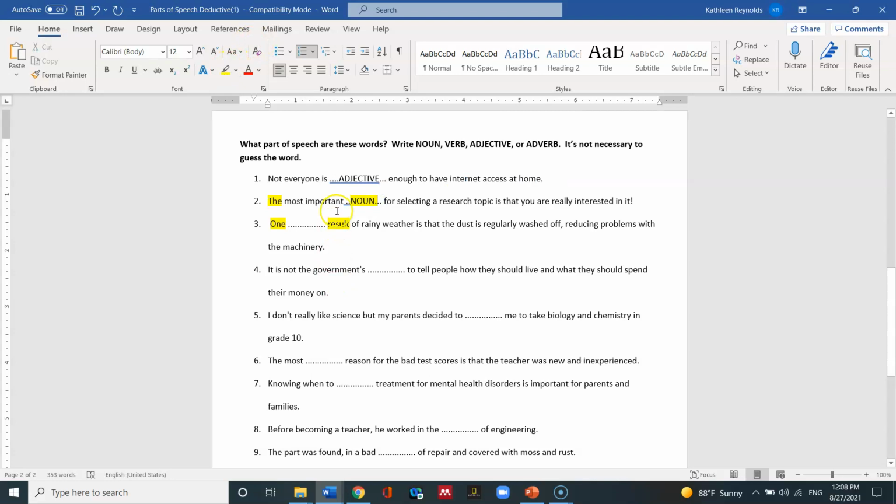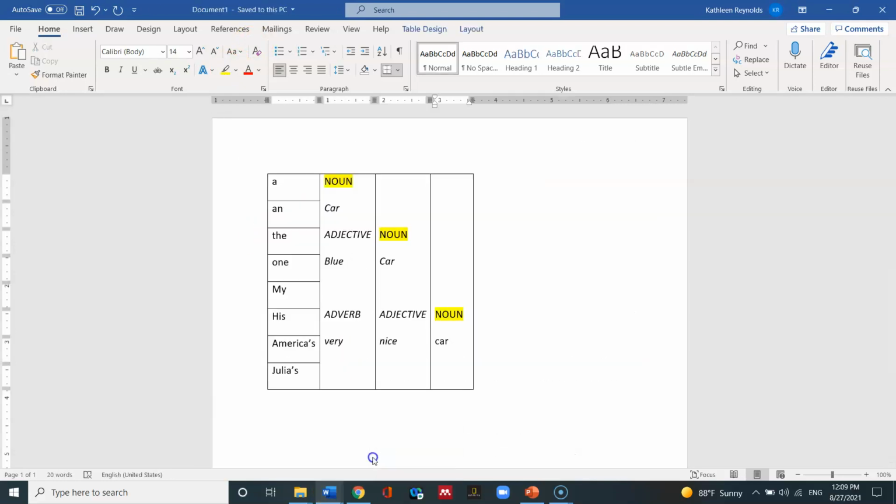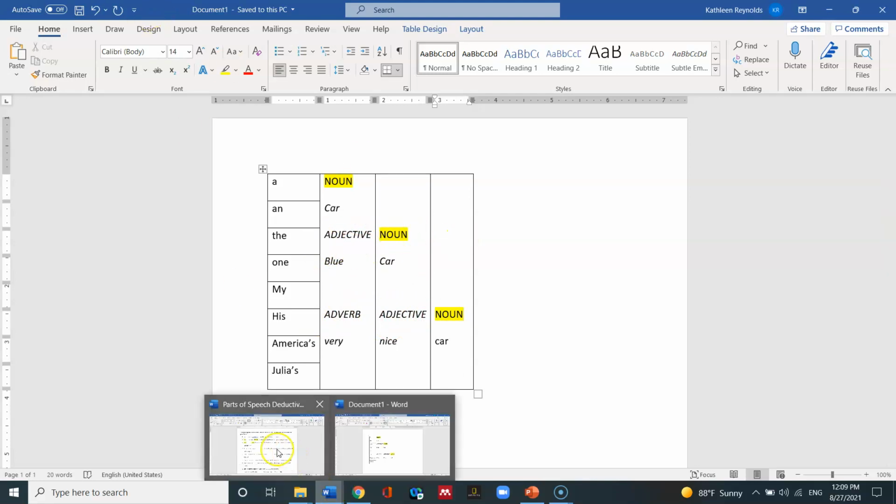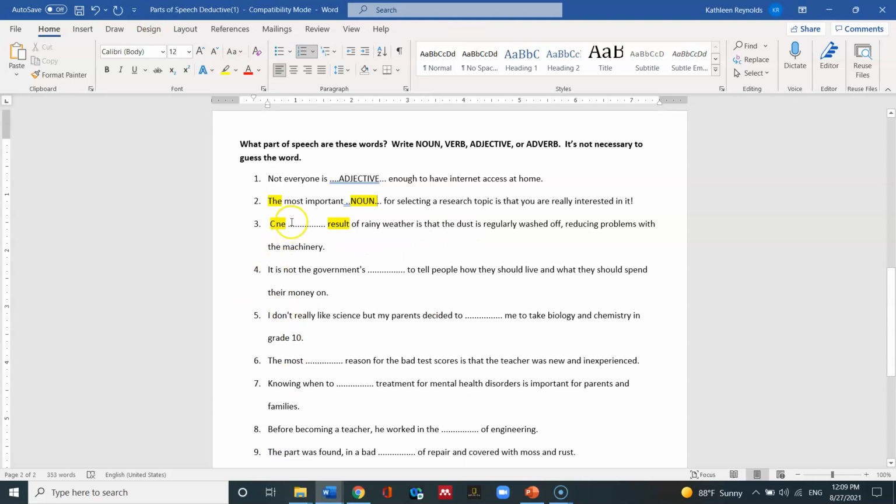The noun is result. So what can go in the blank before result? Let's look. Before a noun, we can have an adjective. We can't just have an adverb by itself. It would have to be an adverb with an adjective. So we can have an adjective. So that means that the correct part of speech here is going to be an adjective. Okay, so we could say one important result or one significant result. Those would be examples of adjectives.